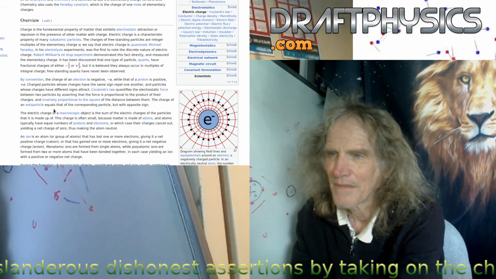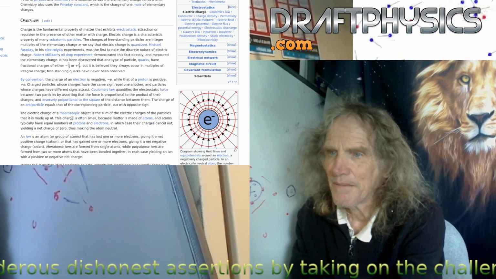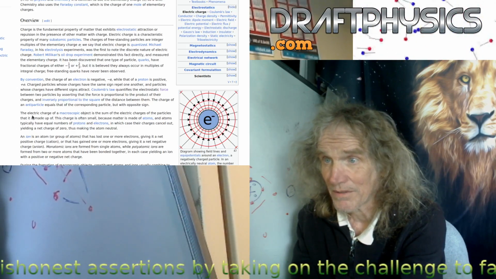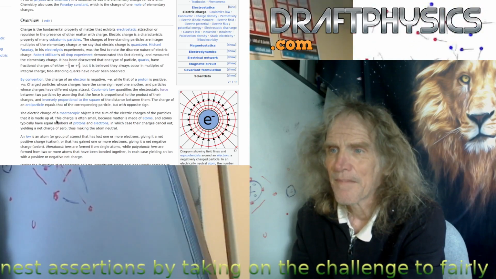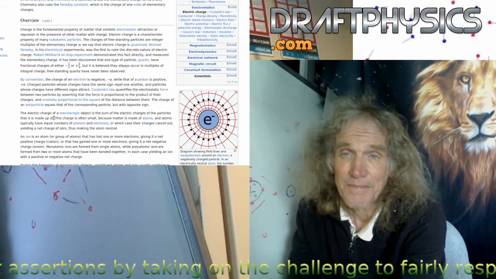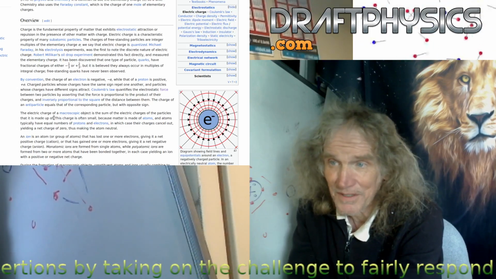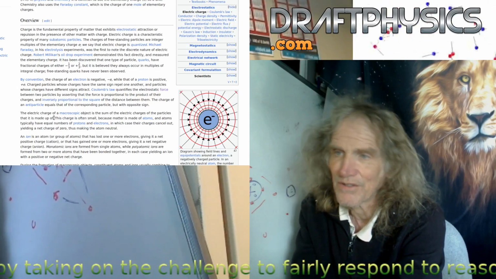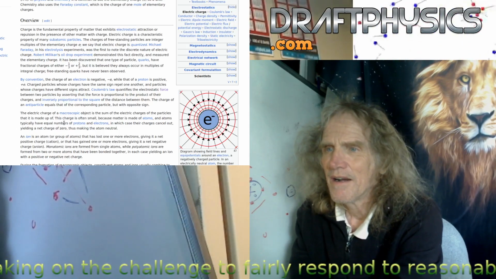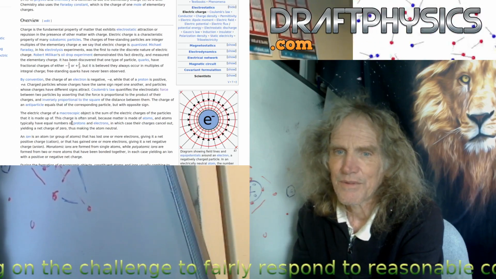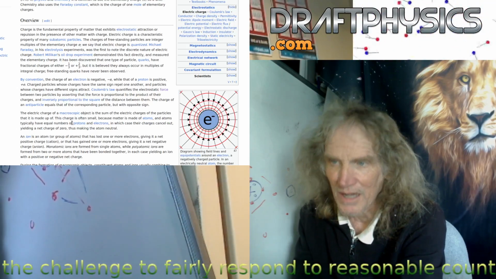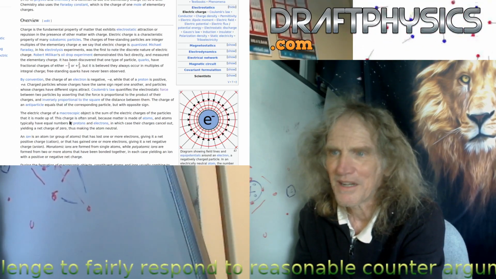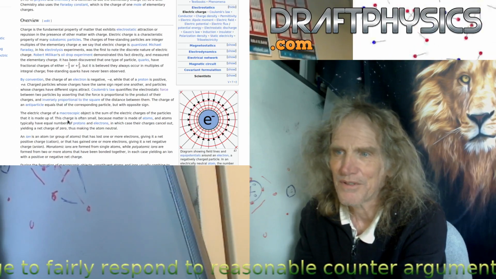The electric charge of a microscopic object is the sum of the electric charges of the particles that it is made up of. Which obviously the charge has to be made up of something, right? So if you add more electrons, you're adding more charge. You subtract electrons, you're subtracting charge. And obviously it's really hard to add or subtract protons. So we don't even talk about adding and subtracting protons because it's just about impossible to do that.